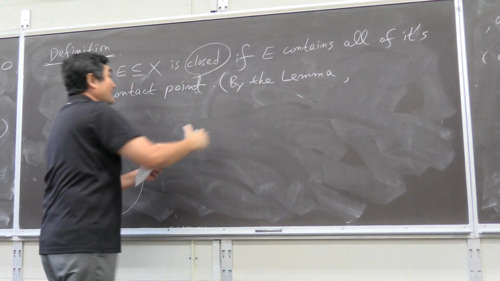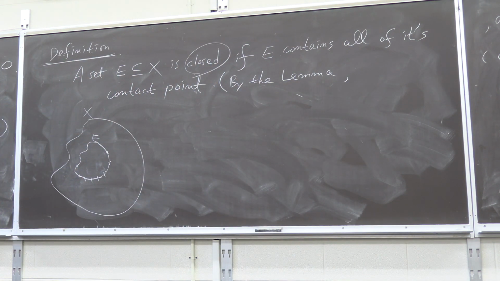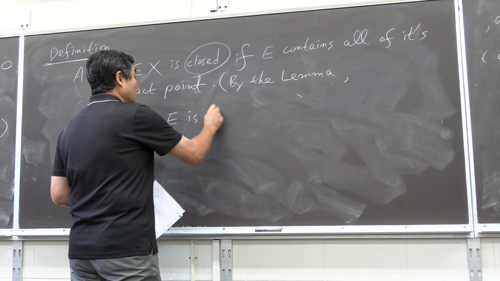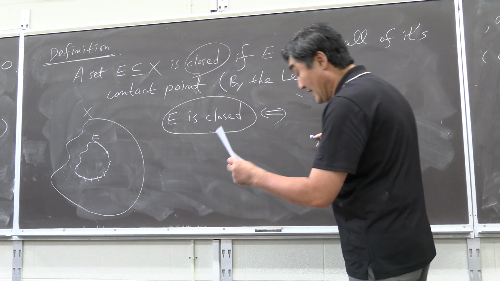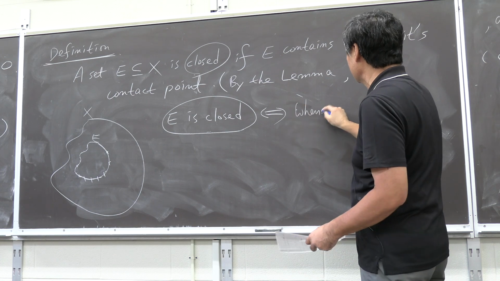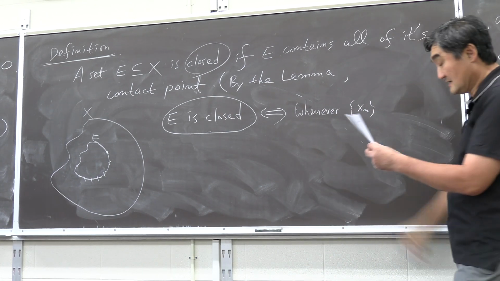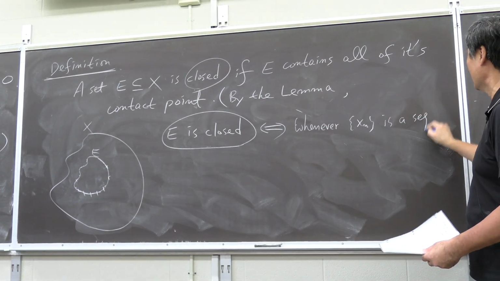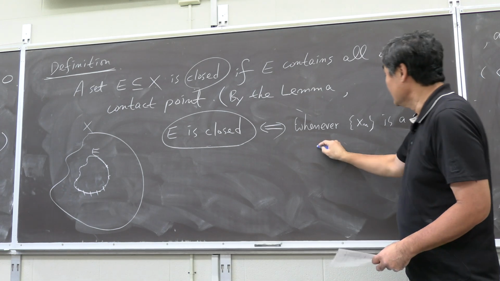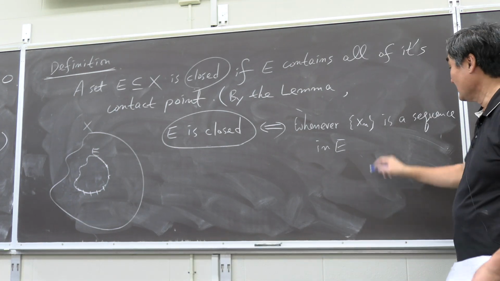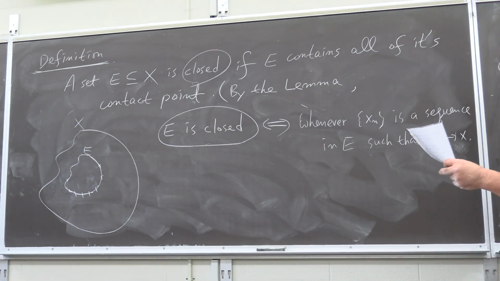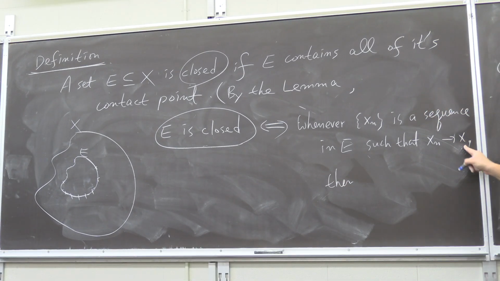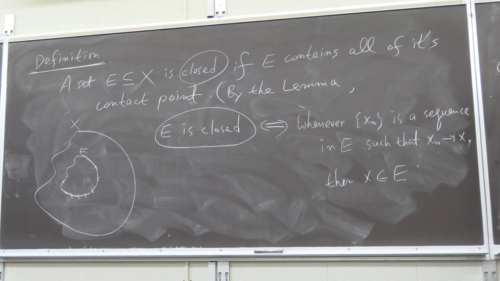By the lemma, how did we write the closedness of a subset using the convergence of a sequence? Sequential convergence. By the lemma, the subset E is closed if and only if, whenever x_n is a sequence in the subset E converging to x, the point x the sequence converges to must also be in the subset E itself.